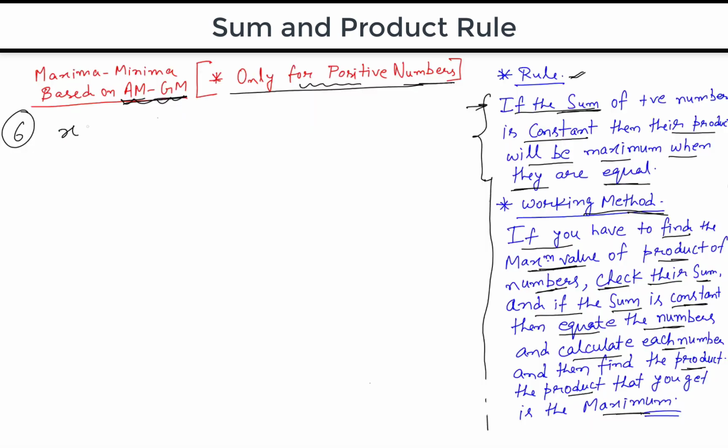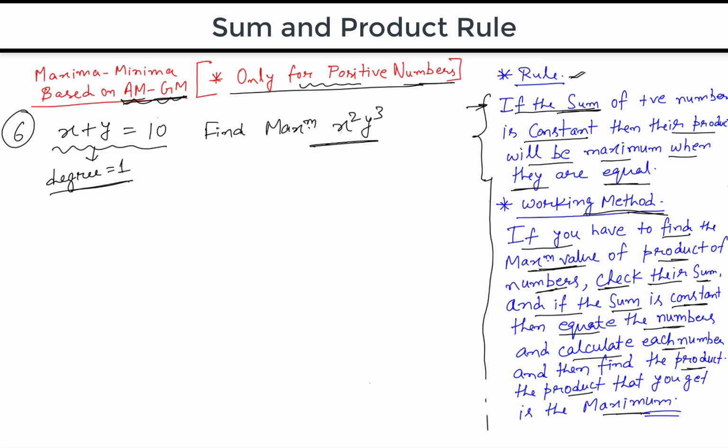Suppose the next question says x plus y is equal to 10. Find the maximum value of x square y cube. Right? Now here we have to be a little careful. First take a look at this. What do you see? The degree. Degree is 1 in each term. But here we have x square, degree 2. Here we have y cube, degree 3.